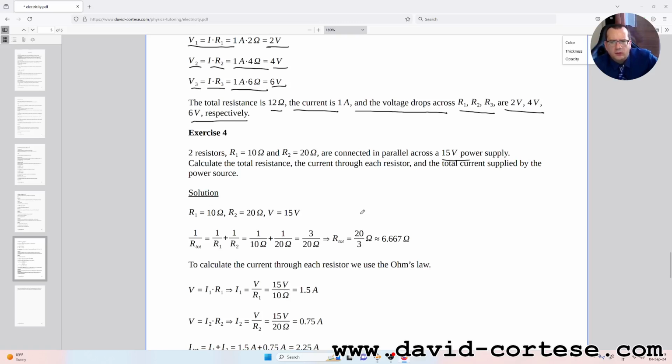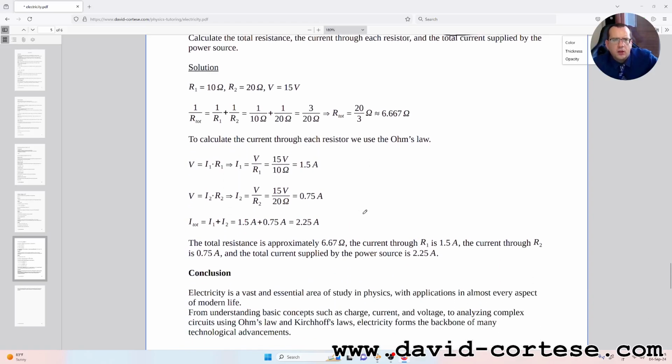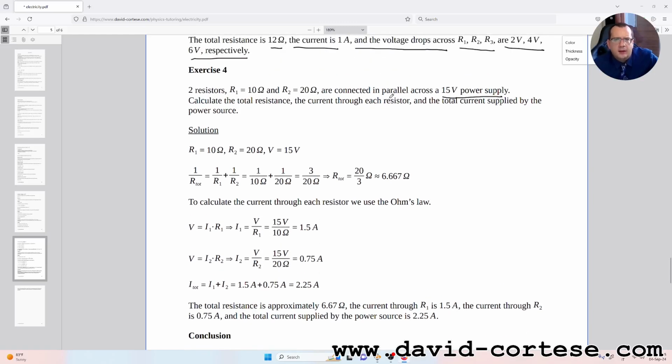The last exercise: 2 resistors, R1 is 10 ohm and R2 is 20 ohm, are connected in parallel across a 15 volt power supply. Calculate the total resistance, the current through each resistor, and the total current supplied by the power source. So for calculating the total resistance, because they are connected in parallel, we need to use this formula. So it is 1 over 10 ohm plus 1 over 20 ohm, that is 3 over 20 ohm. So the total resistance is 20 over 3, that is 6.667 ohm.